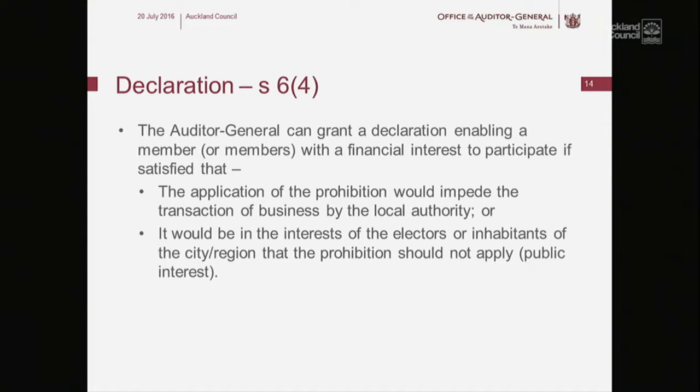The other one is more relevant to the unitary plan, I think, and this is where the Act may be able to help if there are some interests that need to be managed. So the Auditor-General can grant a declaration enabling a member or members with a financial interest to participate in a particular matter on either of two grounds. One is that if the prohibition against discussion and voting were to apply, that would impede the local authority's business. The second is that it would basically be in the public interest that the rule not apply.